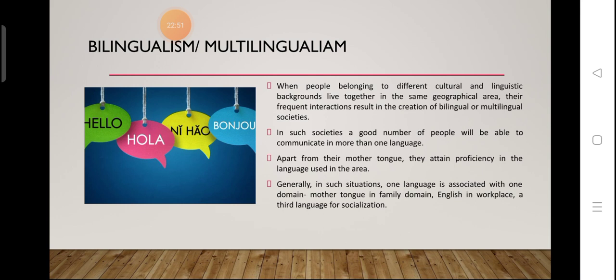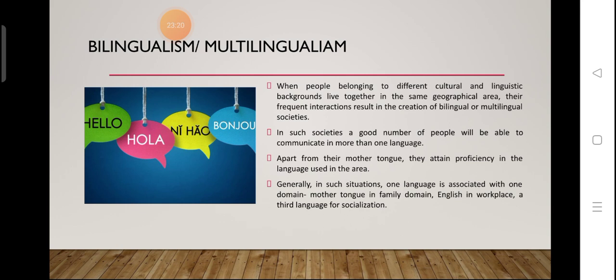So the first term that we are going to learn is that of bilingualism, or what is known as multilingualism. We are familiar with such terms, but we need to know exactly what they mean. When people belonging to different cultural and linguistic backgrounds live together in the same geographical area, their frequent interactions result in the creation of bilingual or multilingual societies.